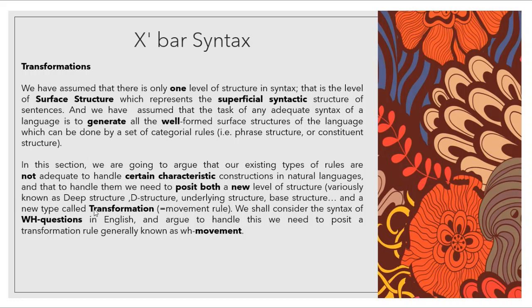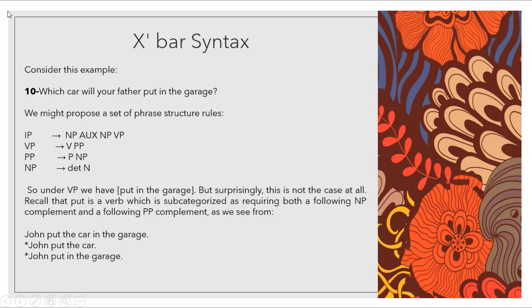And a new type called transformation, which is movement rule. We shall consider the syntax of WH questions in English and argue to handle this we need to possess a transformation rule generally known as WH movement. Consider this example. So باش نفهمو مزيان نروحو نشوفو هاد الexample structure اللي فيه. So which car will your father put in the garage?